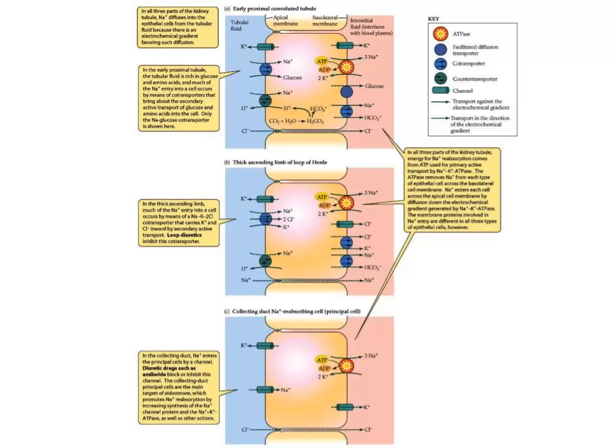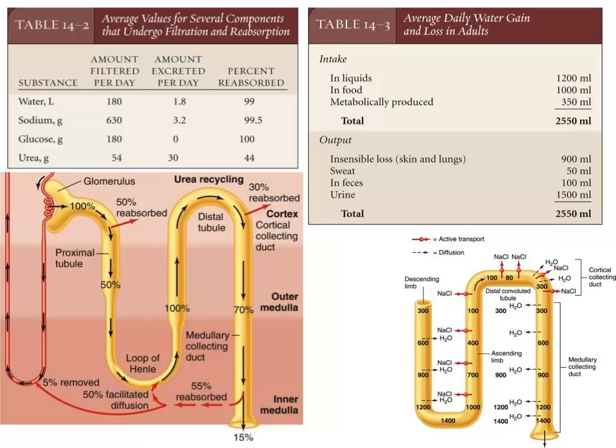So this slide is just to show you the active transport processes working in the proximal convoluted tubule to pump material back in. Okay, what I want you to pay attention to on this slide is the right hand picture where we've got the descending limb and the ascending limb of the loop of Henle and then the collecting duct.